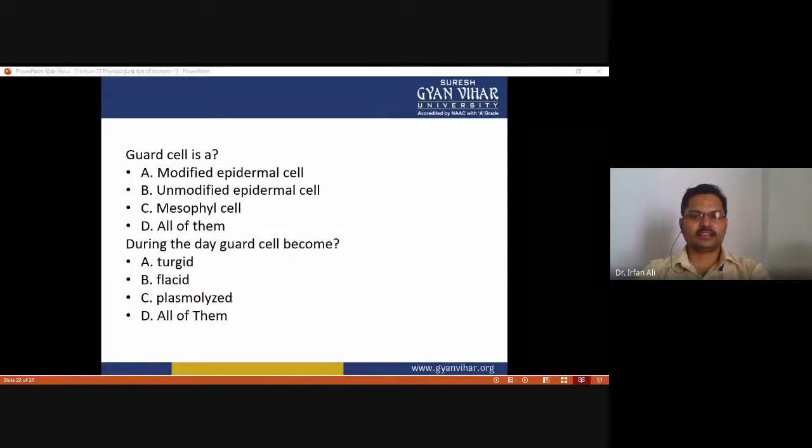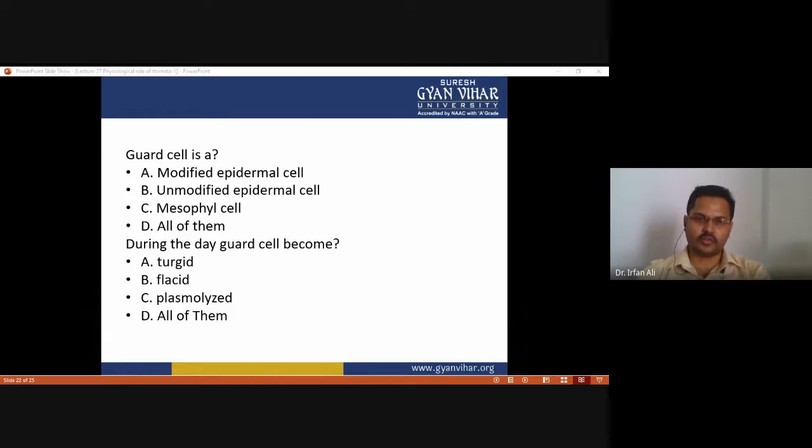Now, is the guard cell a modified epidermal cell, an unmodified epidermal cell, or a modified mesophyll cell? Which of the following is the correct answer? Jyoti, modified epidermal cell. Okay, so this is the correct answer. Modified epidermal cell, and during the daytime, do guard cells become turgid, flaccid, or plasmolyzed? Josila, turgid. Okay. So, Jyoti, what is the difference between turgid, flaccid, and plasmolyzed?